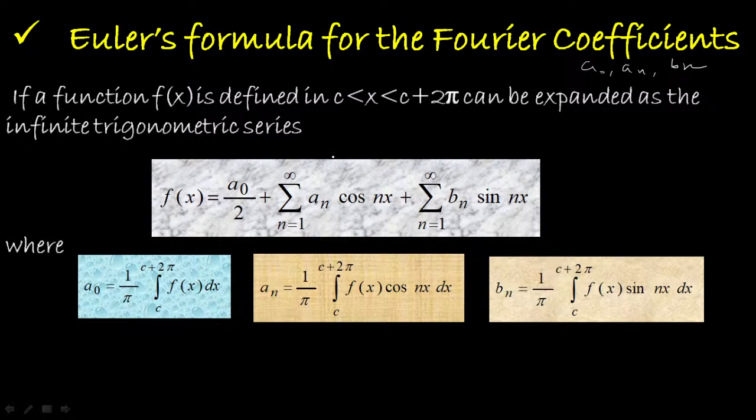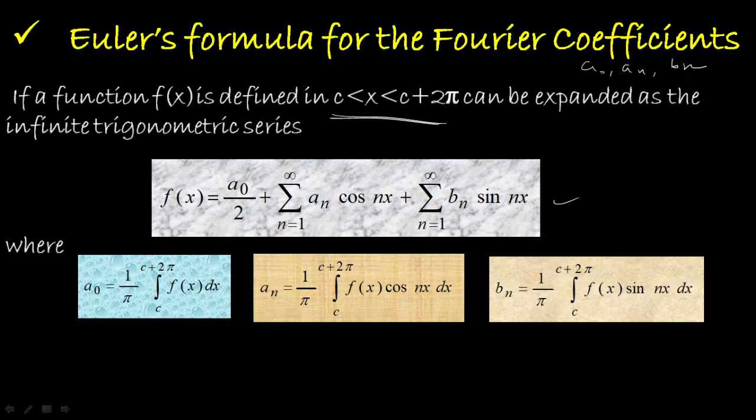So if function f of x is defined, I have to take the general interval c to c plus 2 pi. That is, x takes the value from c to c plus 2 pi. So if a function f of x is defined in c to c plus 2 pi, it can be expanded as an infinite trigonometric series like this.